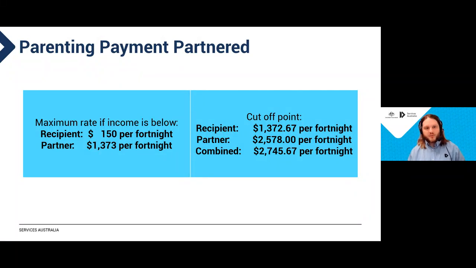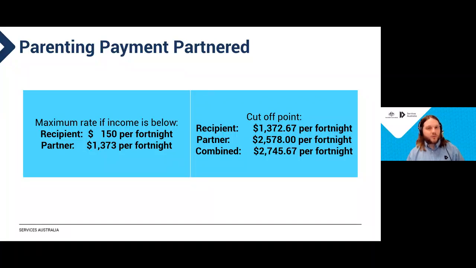Now, again, the income test can be different if you are on a parenting payment, but you are partnered. To receive the maximum payment, your income must be no more than $150 per fortnight, and the partner's income must be no more than $1,368 per fortnight. Your payment will reduce by 50 cents for each dollar between $150 and $256, or for every dollar above, 60 cents above that $256 per fortnight figure.